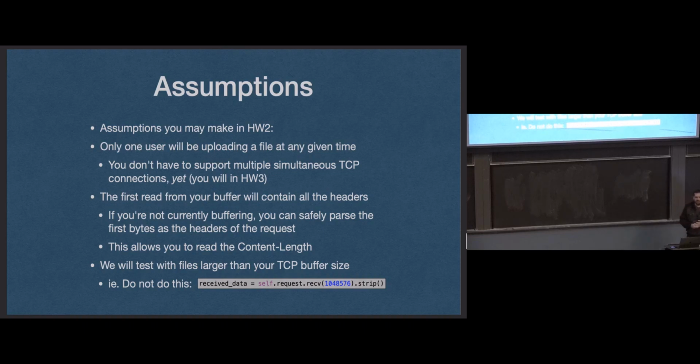So for homework 2, your assumption for the first read is that as long as you receive at least 2048 bytes, you can assume you're getting all of the headers. Obviously if you receive only 2, you're not going to get all the headers. You can also assume that only one user will be uploading a file at the same time. This won't be true for homework 3.